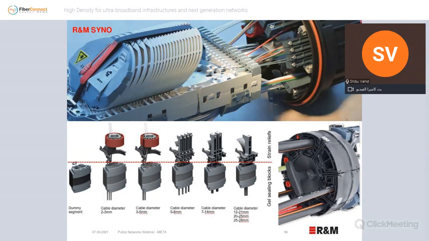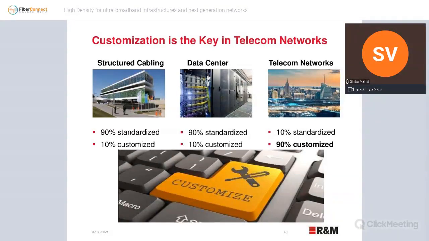And there we have the Sino closure, and this Sino closure is basically a mechanically sealed technology, and it uses a gel-based cable entry system, which allows us to have various types of cables, from microduct cables to ribbon cables, or even standard loose tube cables. All these cables require different modular options of these cable entry elements, and the connectivity and splicing will go up to 1,152 splices in terms of high density.